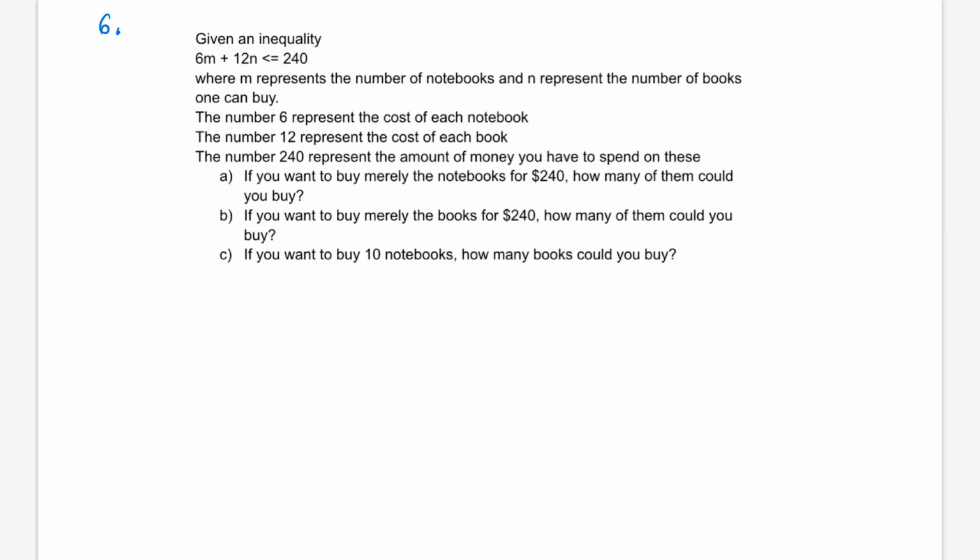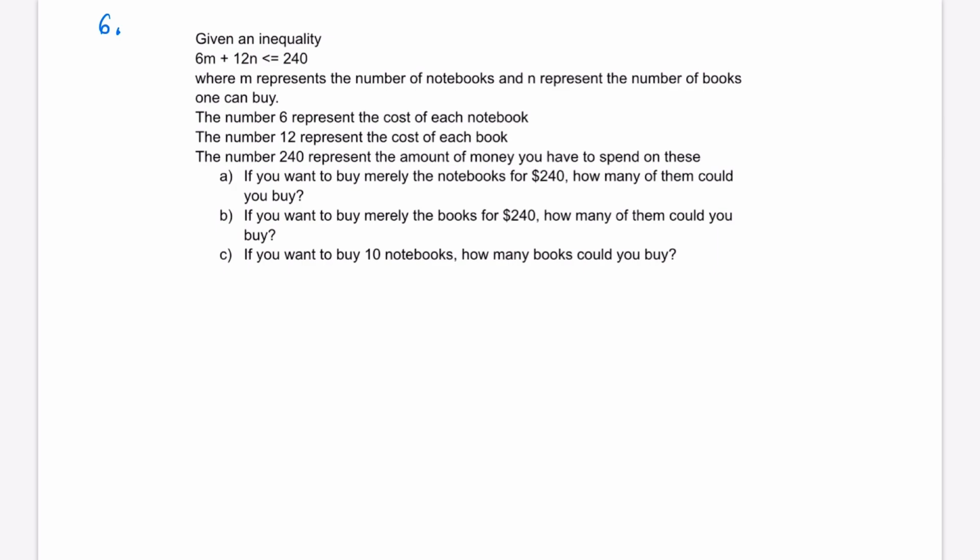Let's do this together. So they have given you the inequality 6m plus 12n is less than or equal to 240, and they say what m and n are. M represents the number of notebooks and n represents the number of books that one can buy. Okay, the number 6 represents the cost of each notebook. The number 12 represents the cost of each book. So you are spending 6m plus 12n dollars to buy m notebooks and n books. Okay, the number 240 represents the total amount of money that you have to spend on these.